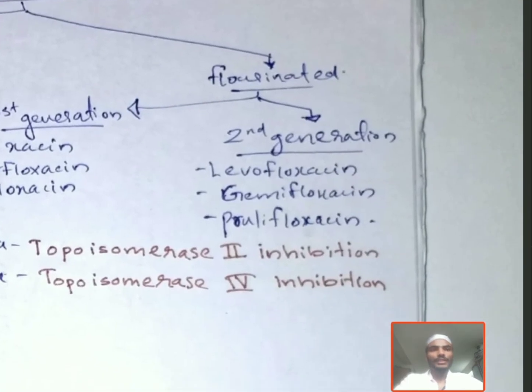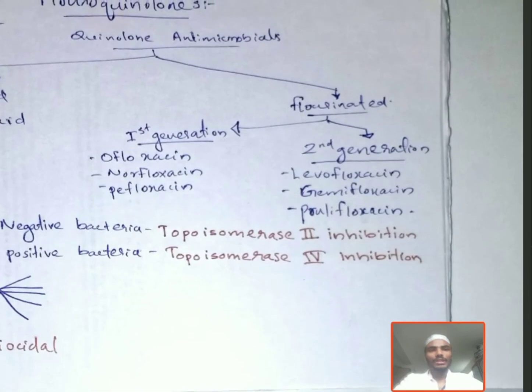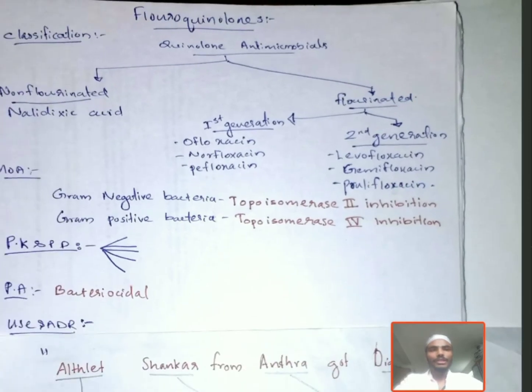Moving on to second generation, the examples are levofloxacin, gemifloxacin and prulifloxacin. So these are the examples of the two generations. All fluoroquinolones end with oxacin. So that is the first part.